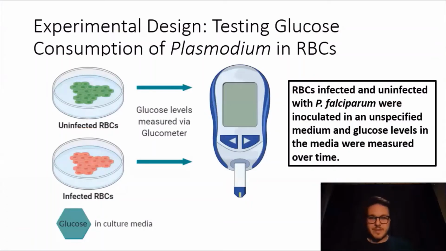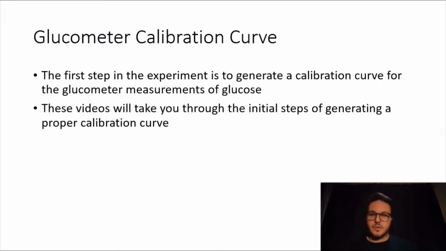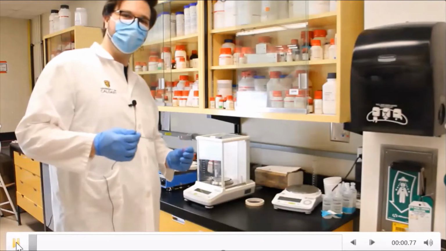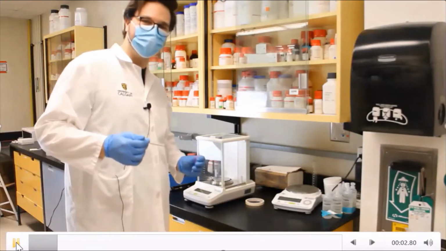For the first part of the experiment, we will be monitoring glucose consumption over time with infected and uninfected red blood cells. We will be monitoring the change in consumption using the glucometer. So first, we need to generate the calibration curve for the glucometer, and these videos will take you through the steps. We're going to go over our glucometer calibration curve.